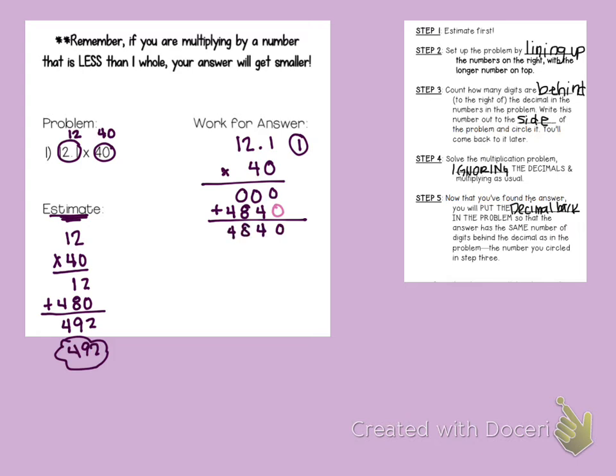Okay, so now we multiplied like normal. So now we're going to place our decimal back into our problem, and that's where this number comes into play. We have one number, so we're going to place a decimal at the back and move it in one time. So then our answer is 484. And that is very close to our estimate.